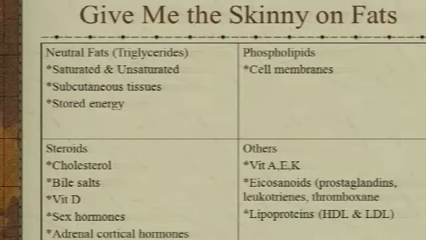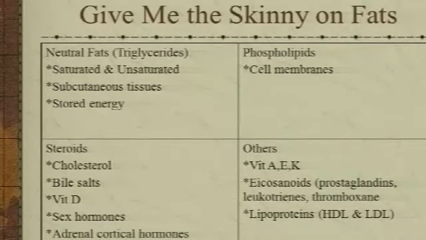Phospholipids have a phosphorus portion as well as chains of fatty acids, and they help to make up our cell membranes. Steroids actually have ring structures, two complete rings and a half ring joined together. You don't need to know that. That will form the basis of cholesterol, bile salts, vitamin D, sex hormones, and adrenocortical hormones, which we'll get into in the future. And then others, vitamin A, E, and K.